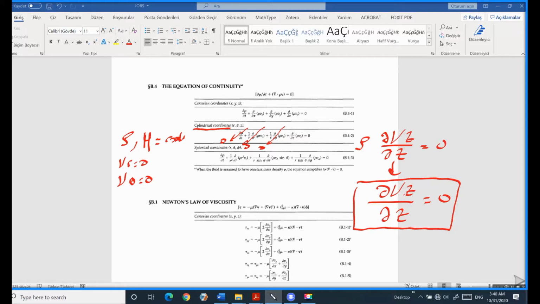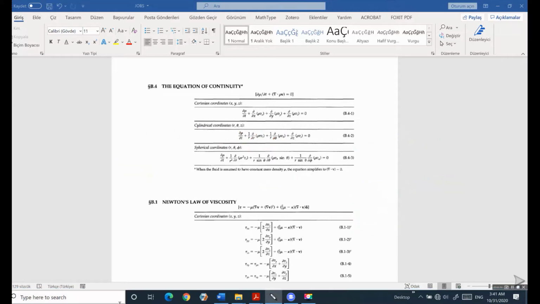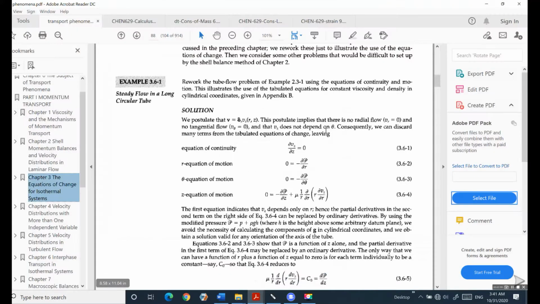This shows that the change of Vz in the direction of z is 0. So Vz is not dependent on z, only dependent on r. We obtain this result from the solution of the continuity equation. So in the first part of this problem, we applied the equation of continuity and obtained this result. Now we move to the second, the equation of motion.